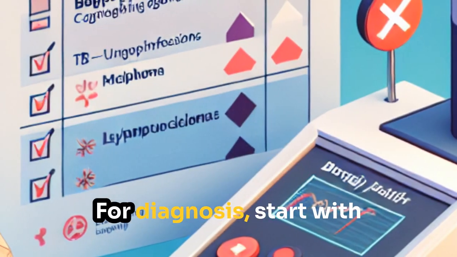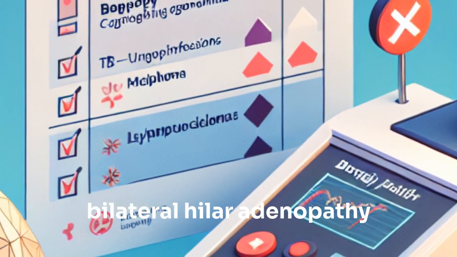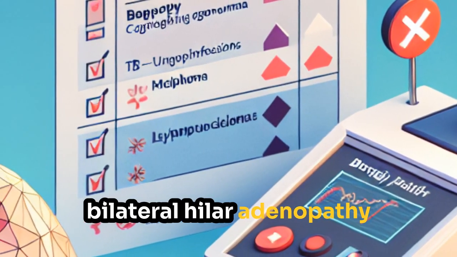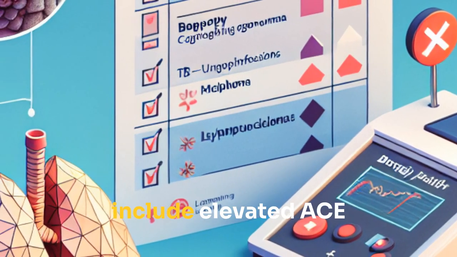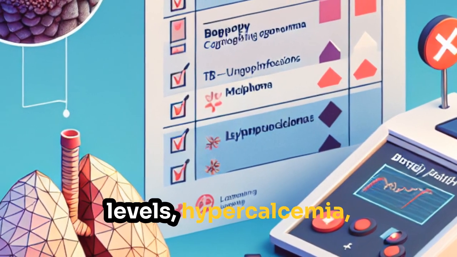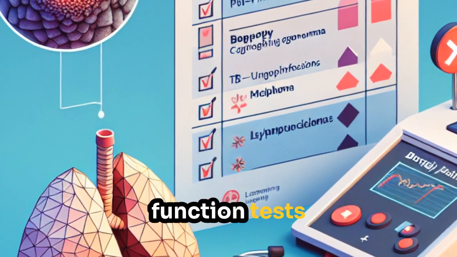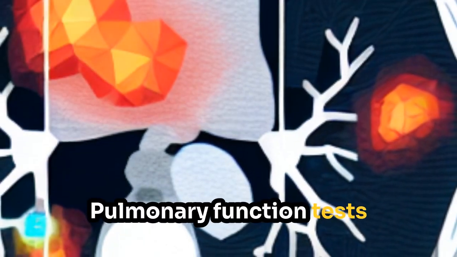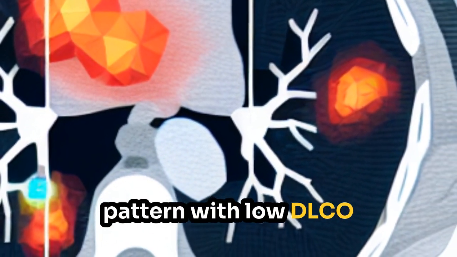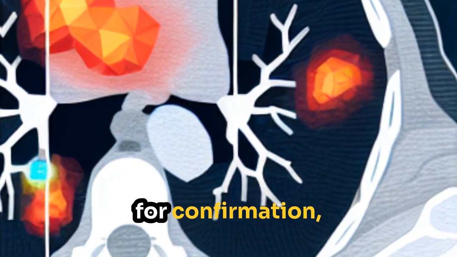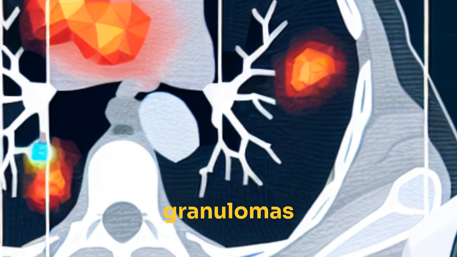For diagnosis, start with a chest X-ray to look for bilateral hilar adenopathy. CT can provide better detail. Lab findings may include elevated ACE levels, hypercalcemia, and abnormal liver function tests. Pulmonary function tests often show a restrictive pattern with low DLCO. A biopsy is required for confirmation, showing non-caseating granulomas.